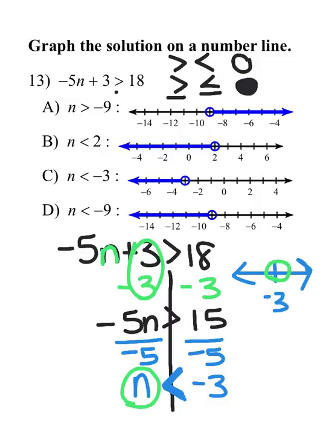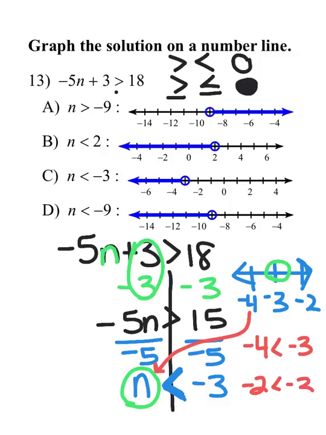So let's think about it. What's on the left side of -3? A -4, and on the right side is a -2. Take both of those values and plug them into n and see which one makes sense. Is -4 less than -3, or is -2 less than -3? And you've got to remember, the smaller the negative number, the larger it actually is.